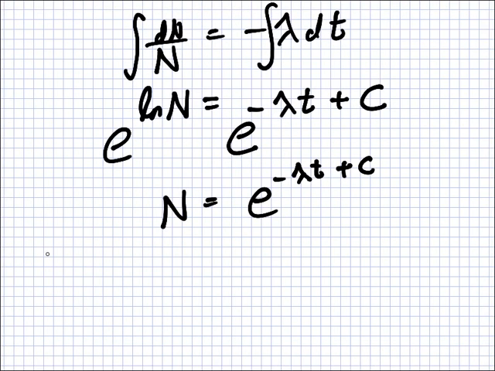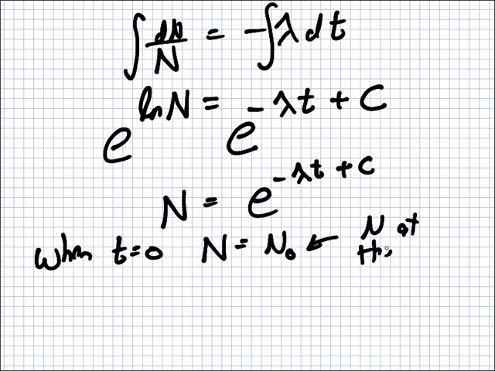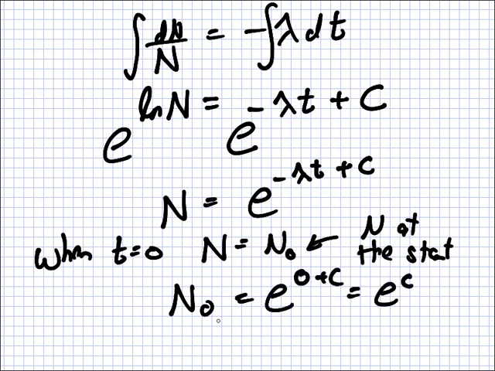Now, we'll say when t is 0, we'll say n equals n0. So n0 represents the n at the start. So that means n0 should equal E0 plus c. So that's equal to EC. So c would equal log n0. Okay? Are we okay with that so far? Oh, I can't see. Is that okay? Yeah.